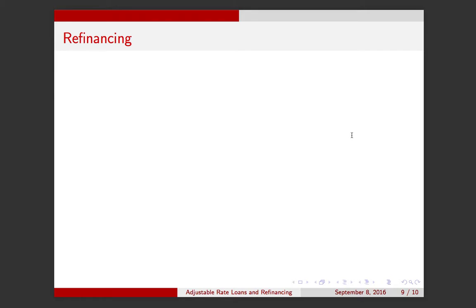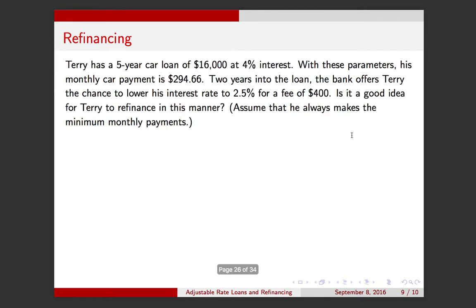Okay, so let me now just finish with that example from the beginning, this guy who had an auto loan who's now going to refinance. Okay, so the question is, should he do this? And to answer that, you should just calculate the interest he would save off of this. Because in this case, the interest rate will drop, so he's going to save something. The question is, will he save enough to justify this fee of $400? So if he doesn't save $400 or more, right, he shouldn't do this.